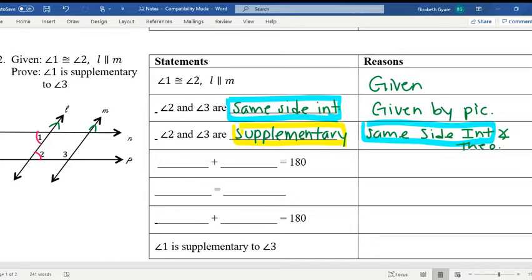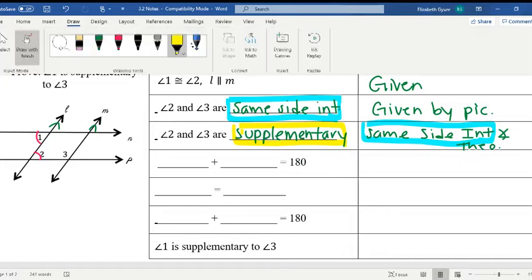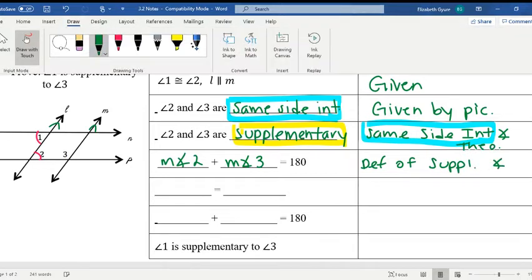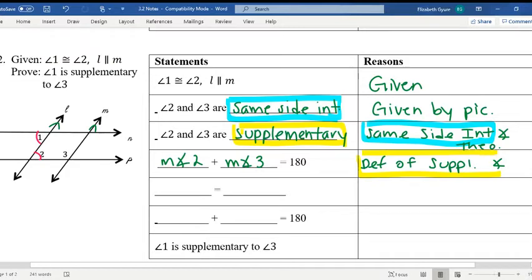What does it mean to be supplementary? That the angles add up to be 180. So if angles 2 and 3 are supplementary, I can say that the measure of angle 2 plus the measure of angle 3 equals 180. Well, I was given a vocab word, right? And we don't have a supplementary angle theorem necessarily. That's just the definition of them. If they're supplementary, then they add to be 180 is the definition of supplementary angles. Okay.